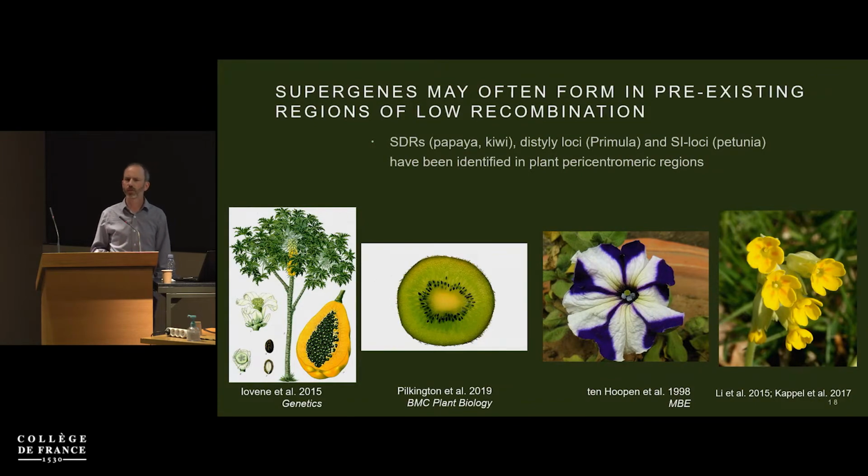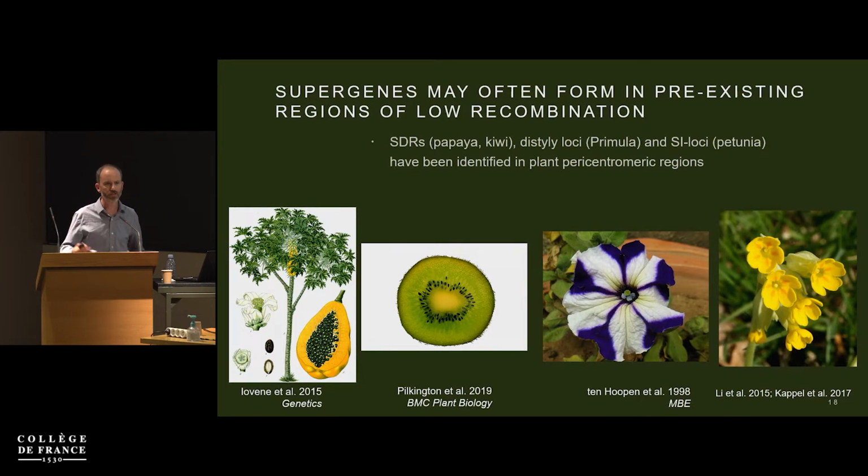And when we look at supergenes more broadly in plants, of course, Tanya spoke about Linum this morning, where this was not the case. But in other supergene systems, it has been found that sex-determining regions and also self-incompatibility and distyly loci are often found in pericentromeric regions of low recombination. So the idea is that supergenes and sex-determining regions might often form in regions that already have low recombination. And that can, of course, help facilitate their formation.